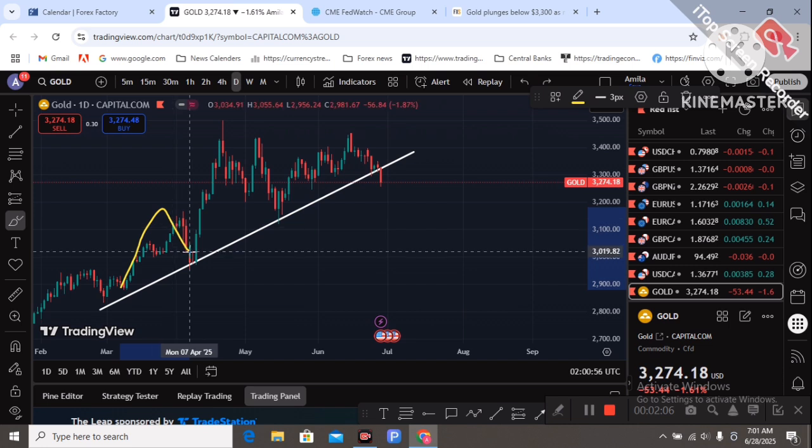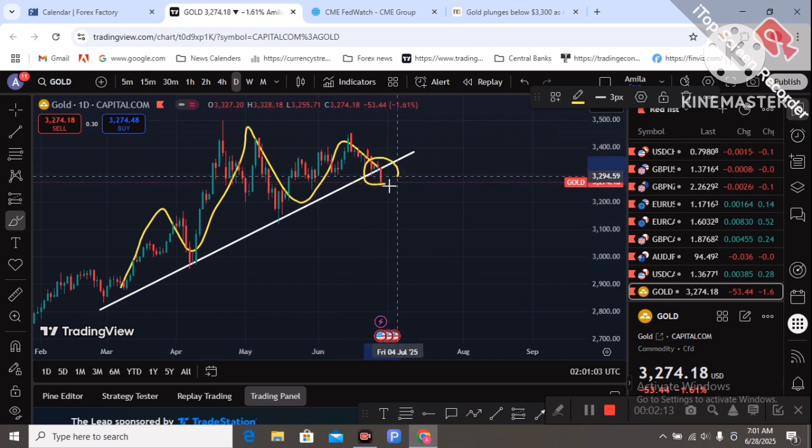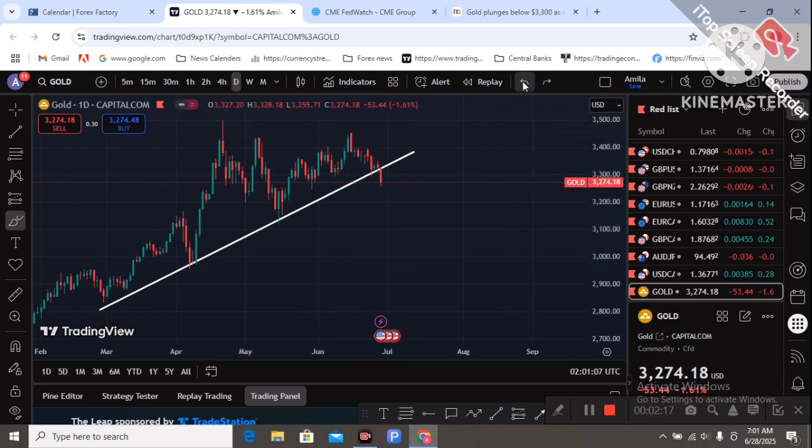So this is the left shoulder, this is the head, and this is the right shoulder. That's a reversal pattern, the head and shoulders pattern. Technically at this point the price broke out to the downside. This is the daily chart technical picture.